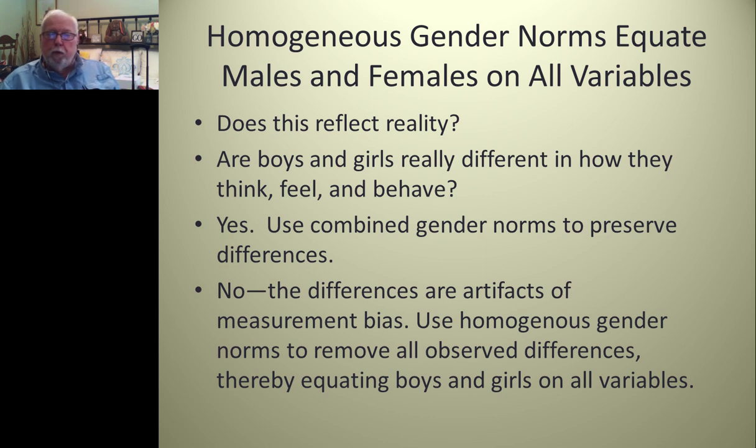If you believe that boys and girls really are different, then use heterogeneous norms to preserve these differences. And this is a little counterintuitive. If you believe boys and girls are not different in their behavior and how they feel and how they think, and you believe these differences are artifacts of measurement bias, you can eliminate all of that measurement bias simply by using homogeneous gender norms to remove all observed differences, thereby equating boys and girls on all variables.